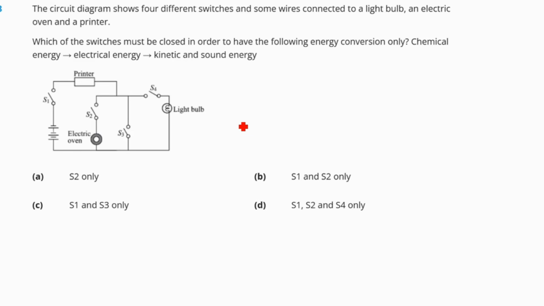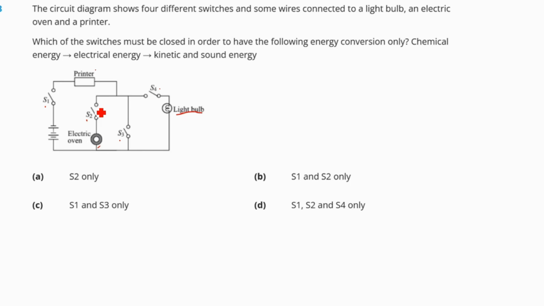Question number 48. The circuit diagram shows 4 different switches: S1, S2, S3 and S4. These are the 4 different switches. And some wires connected to a light bulb. So this is the light bulb. An electric oven. This is an electric oven. And a printer is there. Which of the switches must be closed in order to have the following energy conversion only? Chemical energy to electrical energy to kinetic and sound energy.